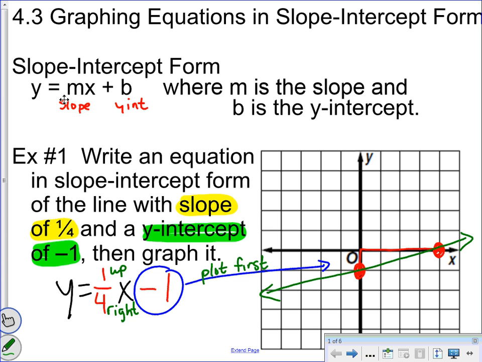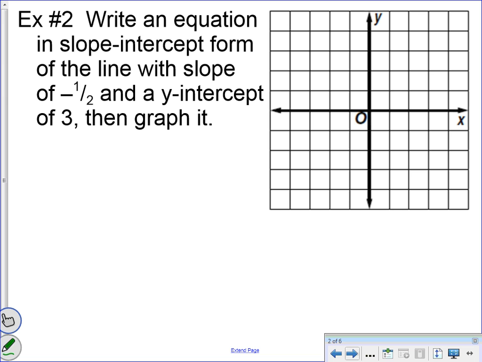So again, start at the y-intercept and then use the slope to go up and right, or if it was negative, to go down and then right. Now let's take a look at another one. So the first thing we're going to do is write our equation. One of the numbers goes in front of x, one of the numbers goes behind the x. The -1/2 is the slope, so it goes in front of the x. The y-intercept is 3, so it will go after the x.